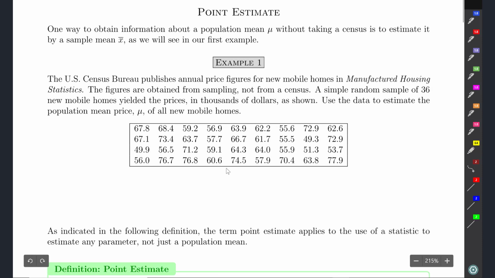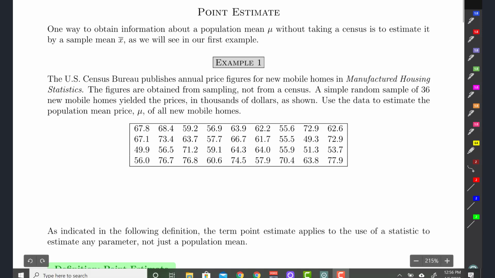The U.S. Census Bureau publishes annual prices for mobile homes and manufactured housing statistics. The figures are obtained from samples, not from a census. A simple random sample of 36 new mobile homes yields the following prices in the table that you see, and these prices are in thousands of dollars. It says use the data to estimate the population mean price of all new mobile homes.